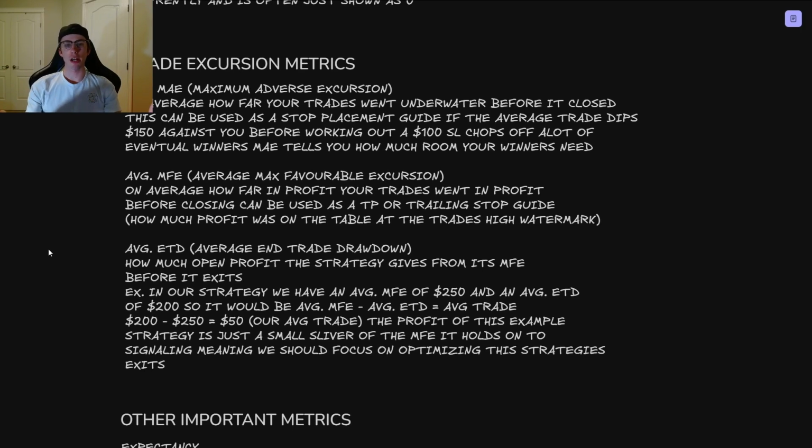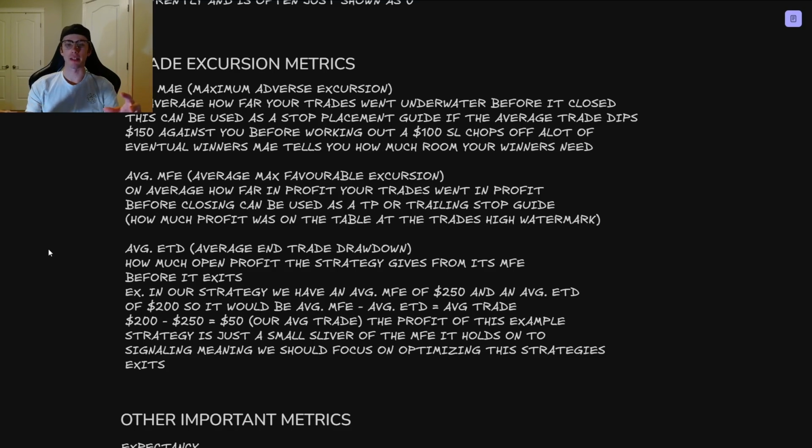Trade excursion metrics. So you have your average MAE, or your maximum adverse excursion. On average, how far did your trades go underwater before they closed? This can be used as a stop placement guide. If the average trade dips $150 against you before working out, a $100 stop loss chops off a lot of your winners, or your eventual winners, before they could have actually gotten to take profit. MAE tells you how much room your winners actually need to run.